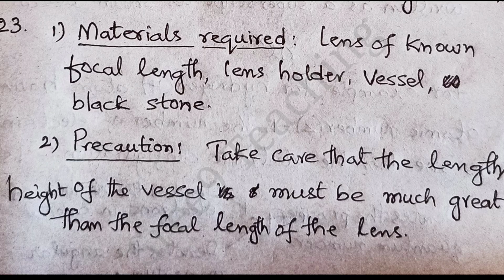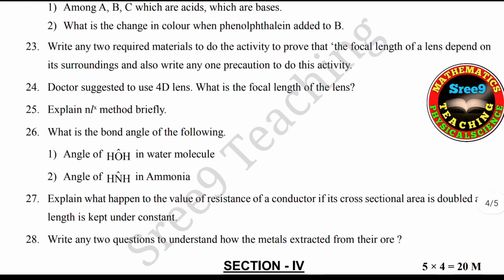Now see the answer for the 23rd one. Materials required: lens of known focal length, lens holder, vessel, and black stone. Here two are asked, but if we write more, nothing happens. Now in the same question, a precaution is asked. Take care that the height of the vessel must be much greater than the focal length of the lens. So the depth of the vessel should be more than the focal length of the lens. Now see the 24th question.